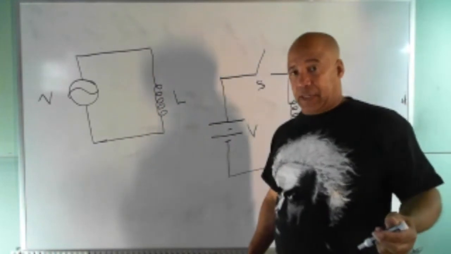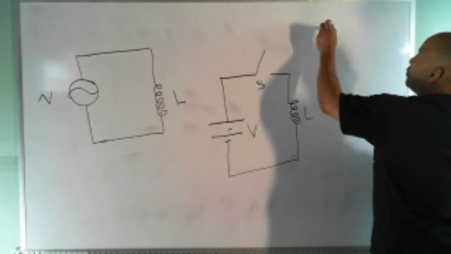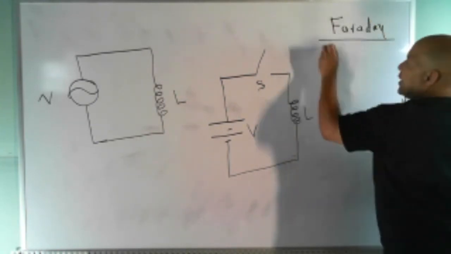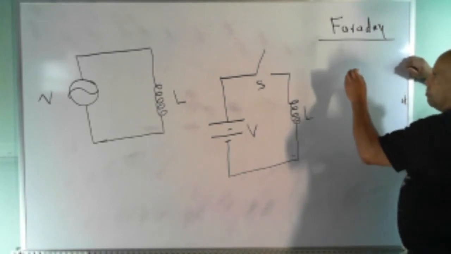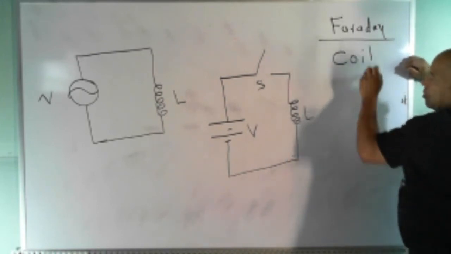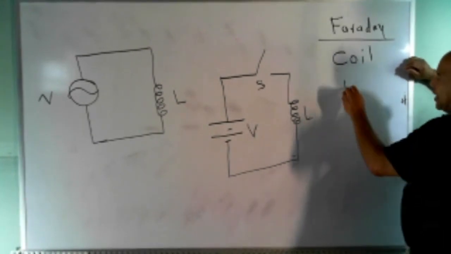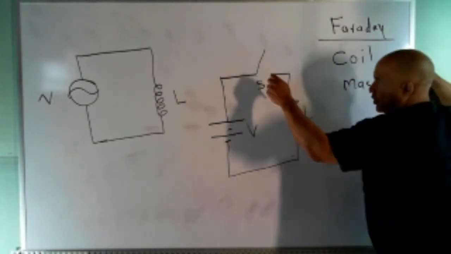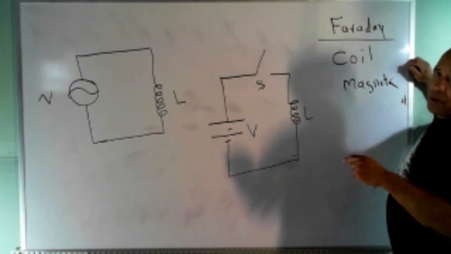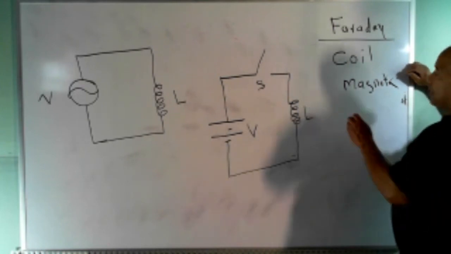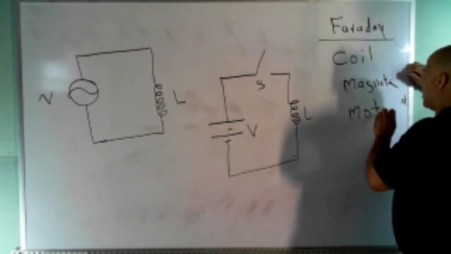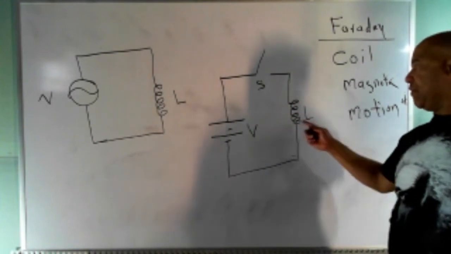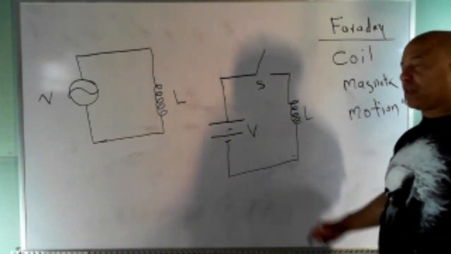And you've got to remember Faraday's law. Now Faraday says that if I want to induce a voltage, I have to have three things. I have to have a coil or a conductor. I've got that. I have to have a magnetic field. Well, when I close this switch, current will flow. If you remember, current always produces a magnetic field. But the third thing I have to have is motion or movement. I have to have movement of the magnetic field and/or movement of the coil. And I'm not moving the coil here.